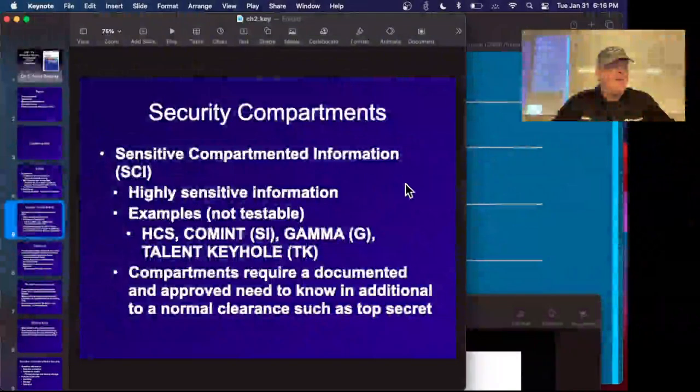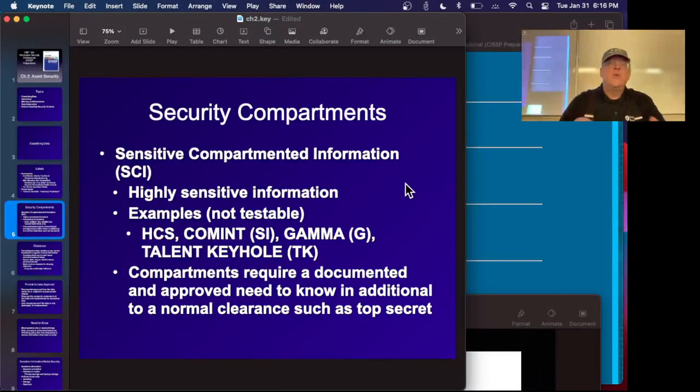There's also a separate horizontal control in the government called sensitive compartmented information, which means that you should only have access to this stuff if you have a need to know, in addition to sufficient clearance. And here are some examples of the terms used for this. These are the things that are only supposed to be viewed in special locations called SCIFs.